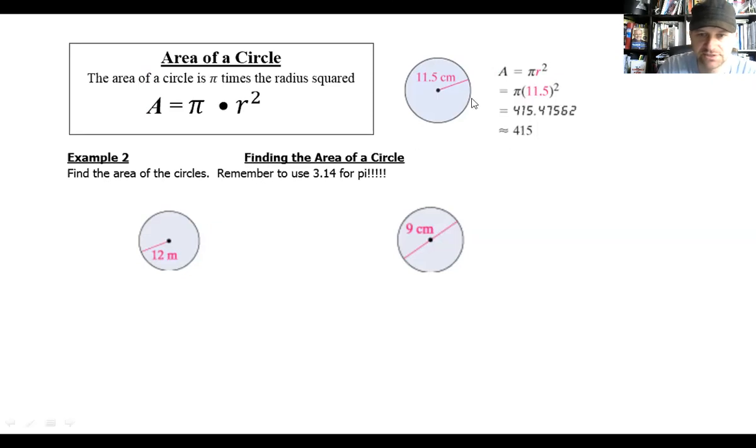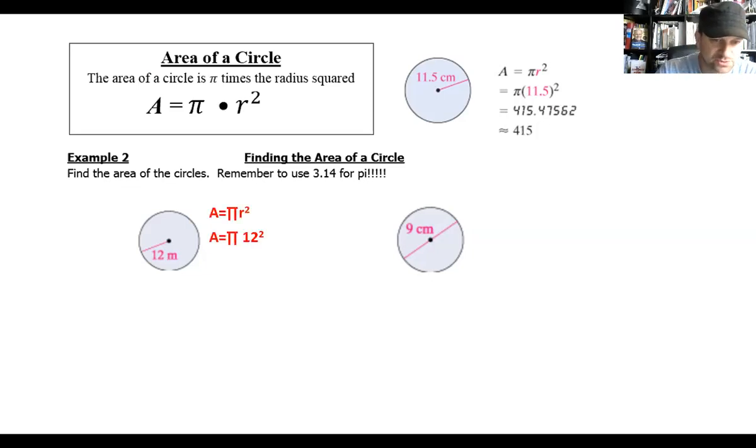All right, so in this example up here, the radius is 11.5. We're going to square it times pi, and when you do all of this in the calculator, you get this answer, and we're going to round to 415 because that's the nearest whole number. Okay. All right, example 2.